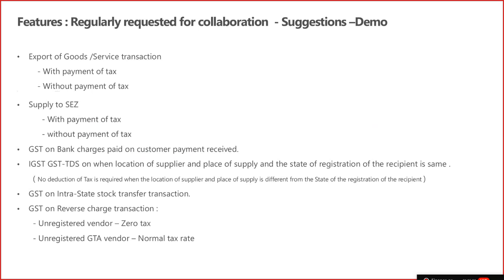One important change, where I think the interpretation of the law is different, is IGST TDS, where for an interstate transaction, the IGST TDS should be computed. When the law was introduced, the government mentioned that no tax deduction is required when the location of the supplier and the place of supply is different from the state of registration of the recipient. But lately we got a few clarifications where the IGST TDS is again required to be calculated.